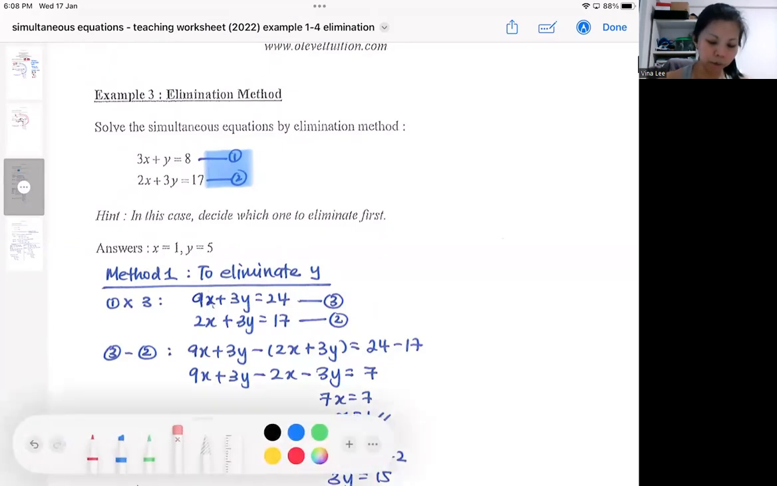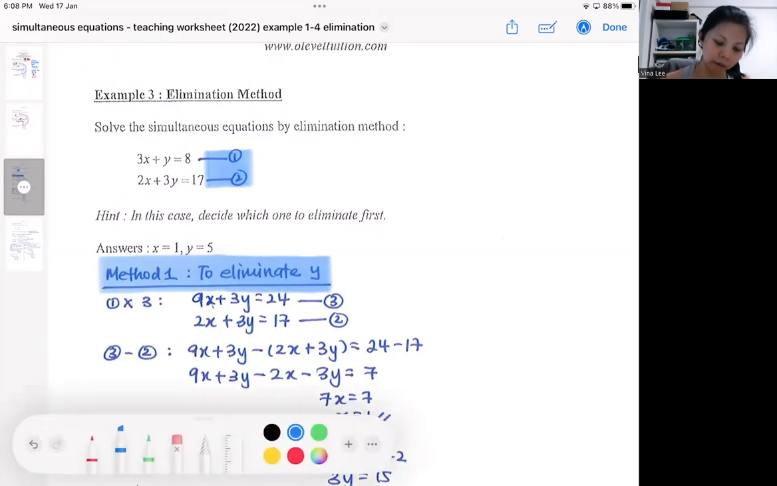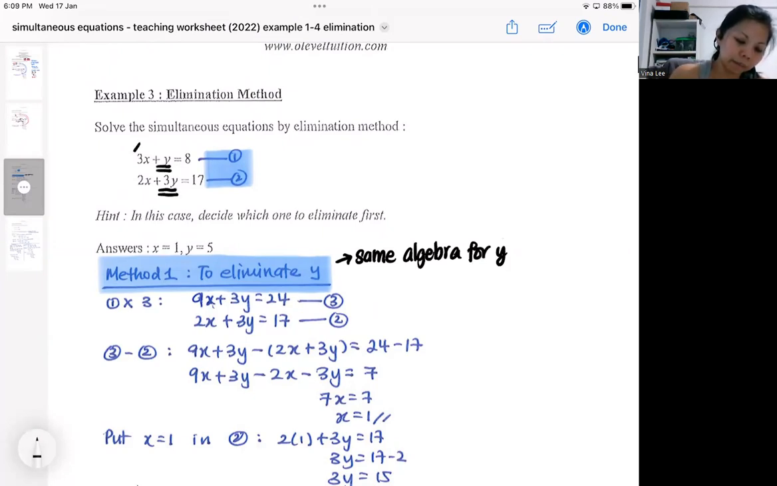I'm going to show you two situations. In the first scenario, I decide to eliminate y. That means I must have the same algebra for y. What does that mean? I have a 3y here, so I want to make this into 3y. Basically, I need this whole equation multiplied by 3, so that's exactly what I'm doing here.